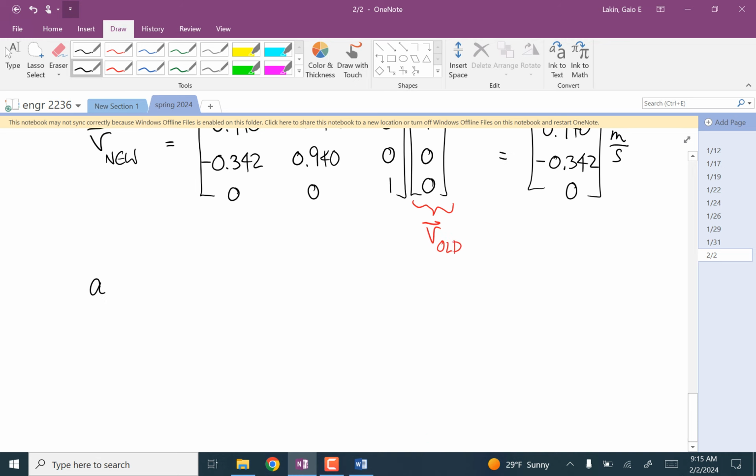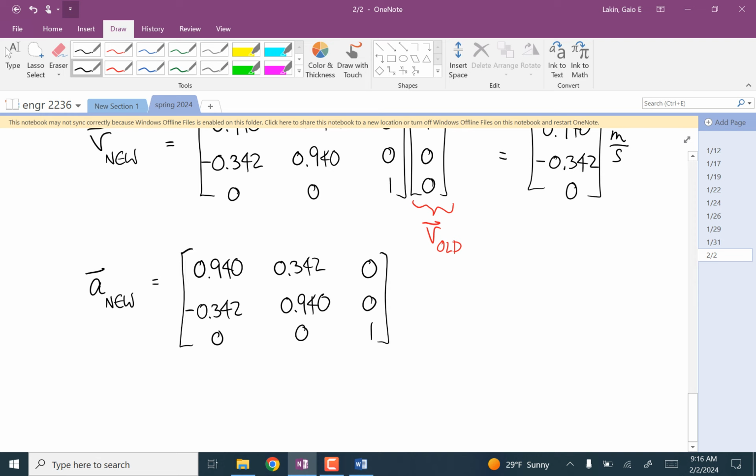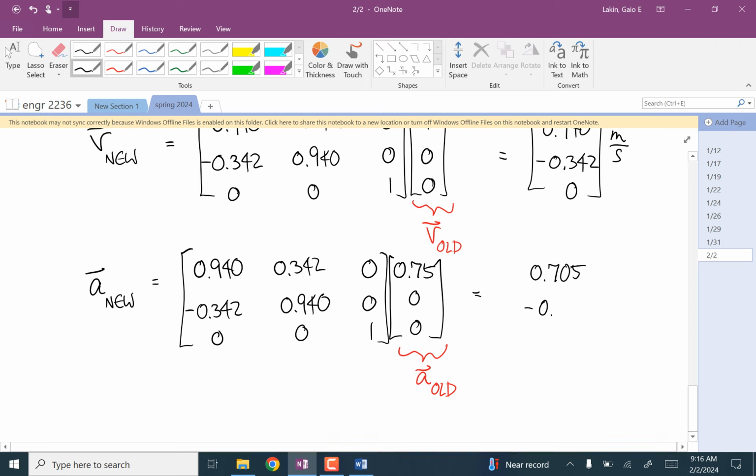And the new acceleration is this same matrix times 0.75, 0, 0. This is the acceleration in the old coordinate system, and that comes out to be 0.705, negative 0.257, was it? Yep. 0.